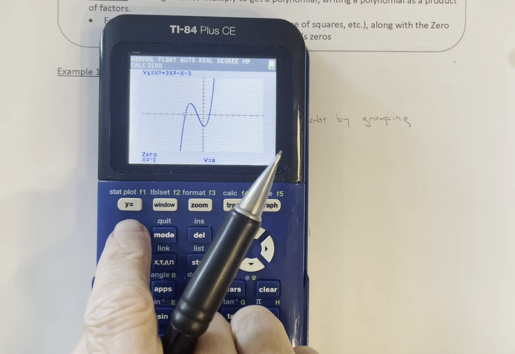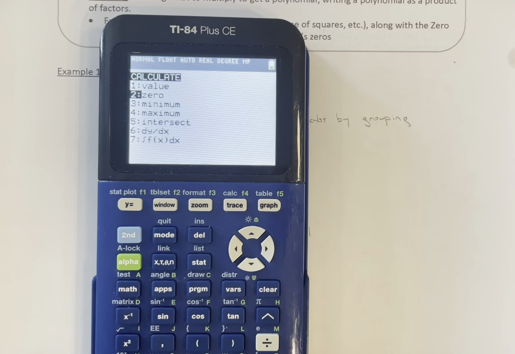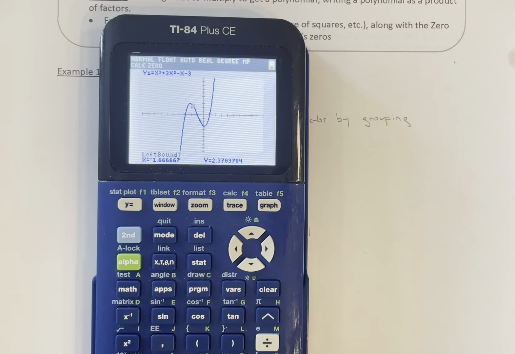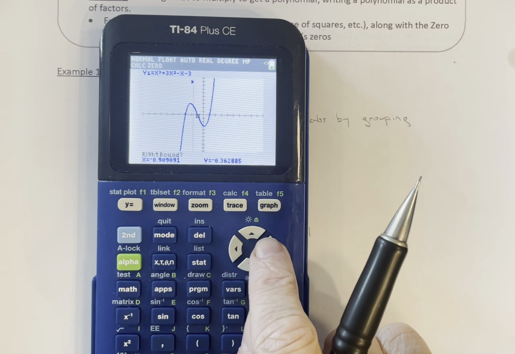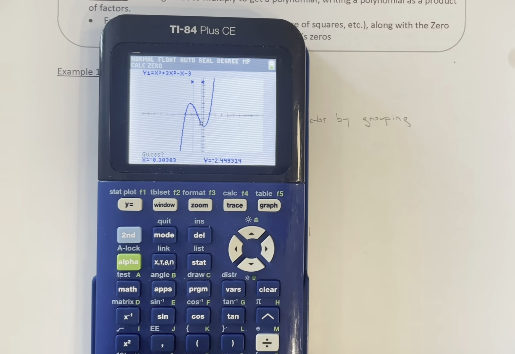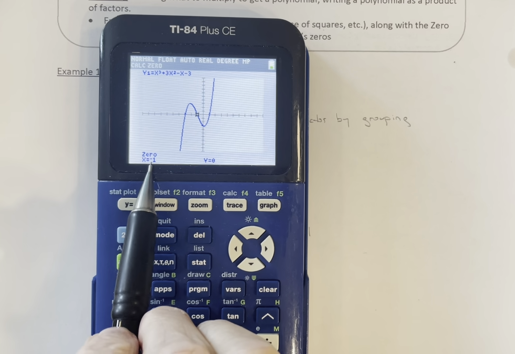And I can do the same thing, second calc, the zero. And I can say, okay, what's this one over here? So there's the left bound, and let's go down to the bottom below it. There's the right bound. What's the zero in between these two bounds? Take a guess. Well, that's negative 1.